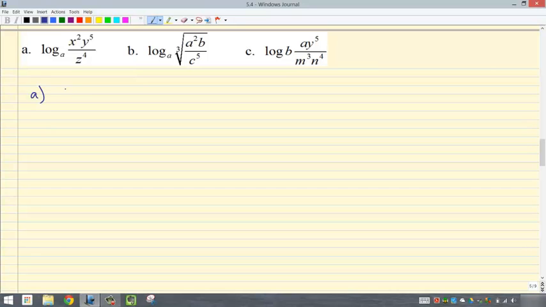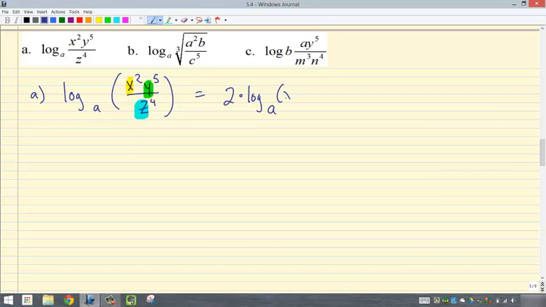So A is going to be log base A of x squared times y to the 5th divided by z to the 4th power. And when you look at this, you're going to notice three things. You're going to notice an x term, a y term, and a z term. So we're going to handle these individually, sort of like in our head. We're going to break this into three parts: an x, a y, and a z. So let's start with the x. So this will be 2 times log base A of x.